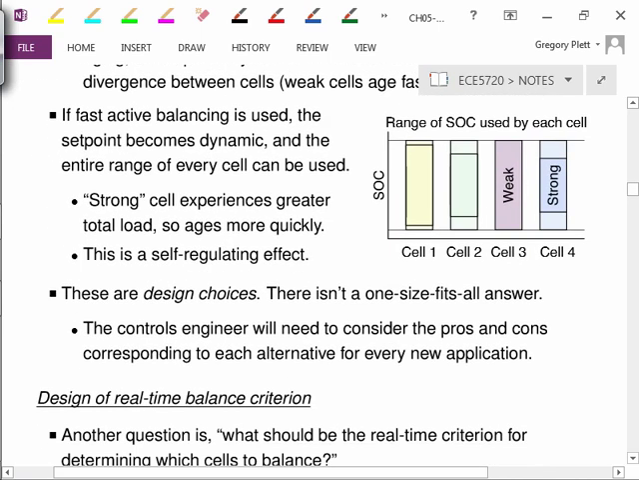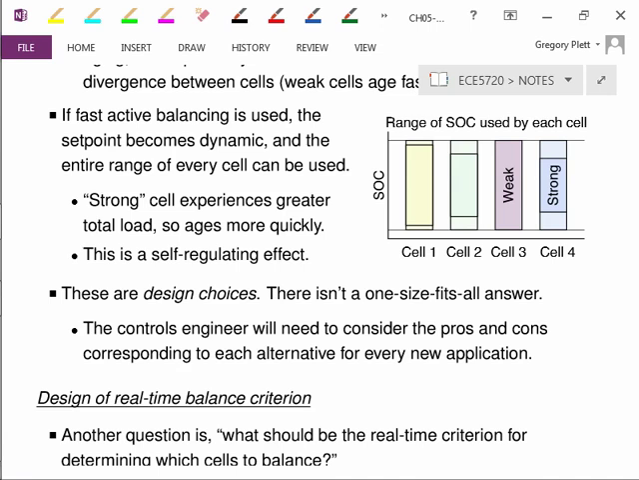A final alternative, if we're using fast active balancing, the set point for every cell, where all the cells have the same state of charge, is in some sense dynamic. At least one way of doing active balancing would be to balance every cell all the time, so that at every point in time all cells have the same state of charge. It's not the only way to do active balancing, but that's one way. So when one cell is at 75% state of charge, then all of them are. Well, how do we actually do that?